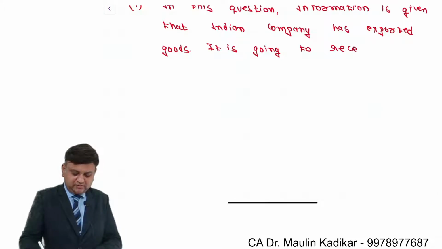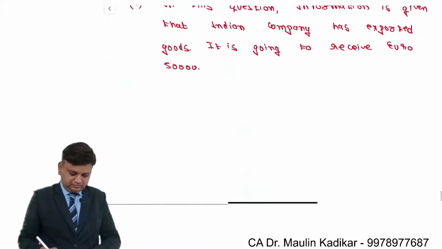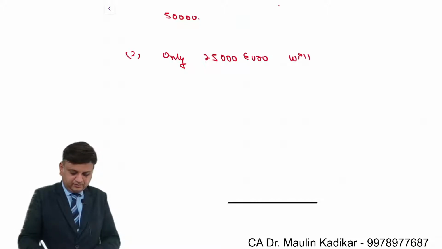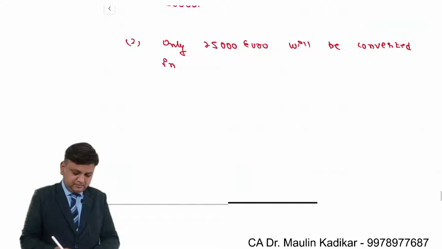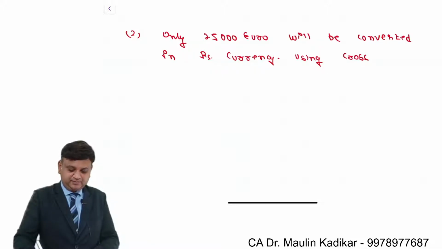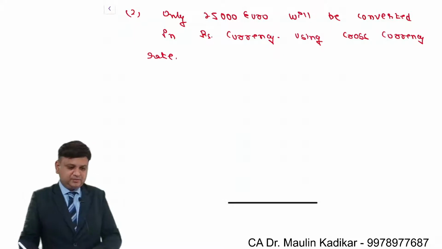It is going to receive euro 50,000. Second point, only 25,000 euro will be converted in rupee currency, full stop, using cross currency rate, full stop.